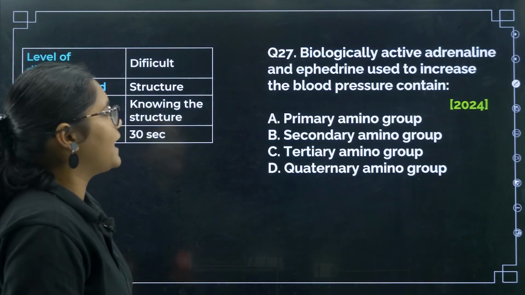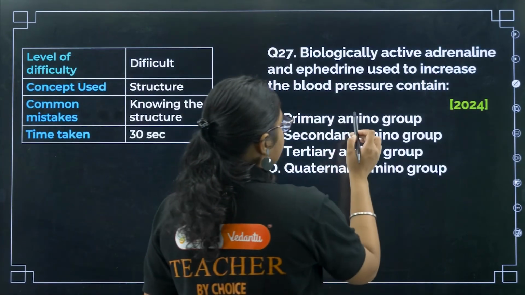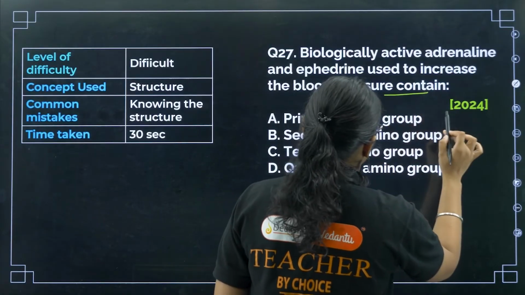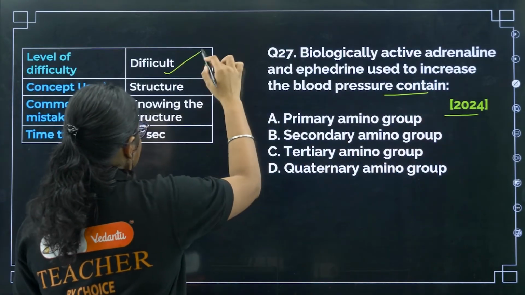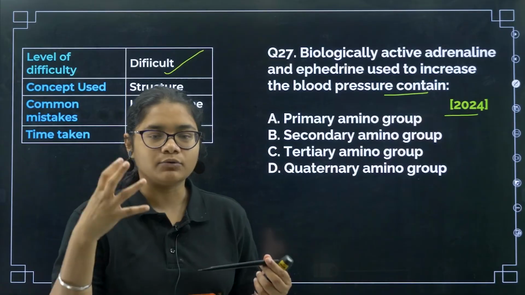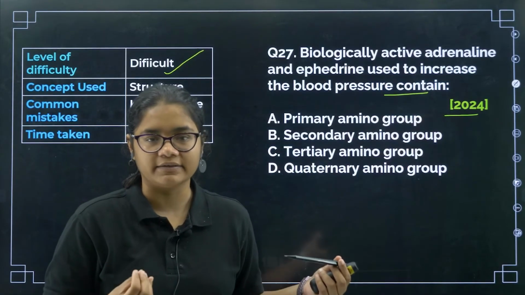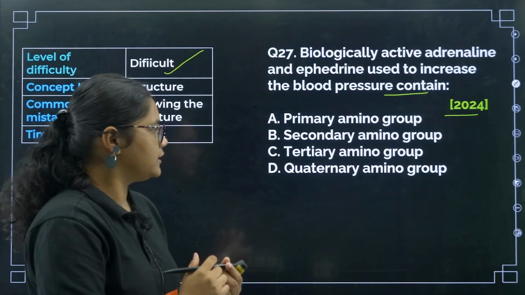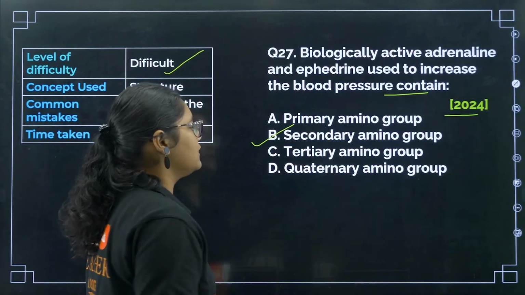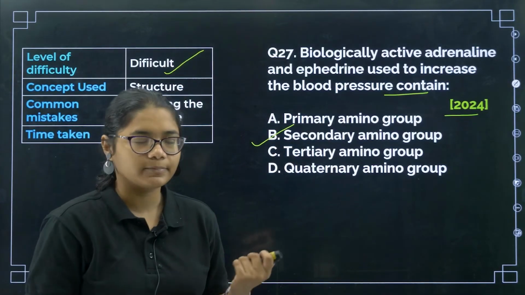Next, biologically active adrenaline and ephedrine used to increase the blood pressure contain. So this is a 2024 question, I will mark this question as difficult because generally we do not study the uses of amines in there. So in that section this is there. So here you should remember it contains a secondary amino group, that is option number B, okay.